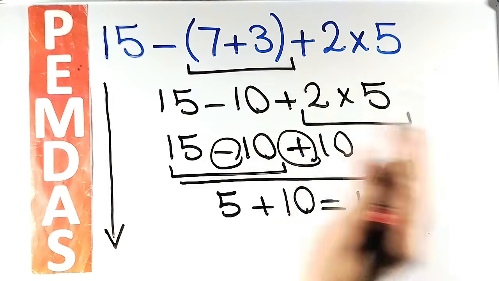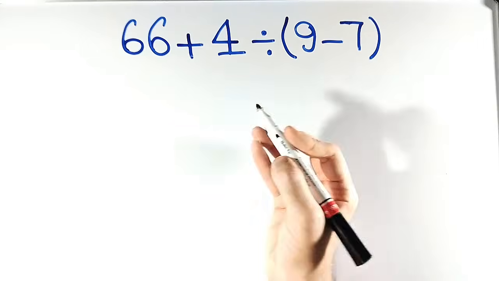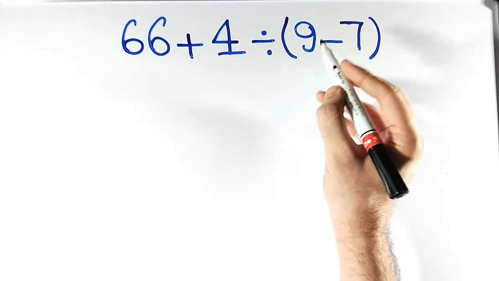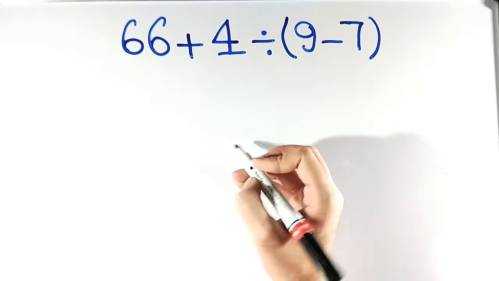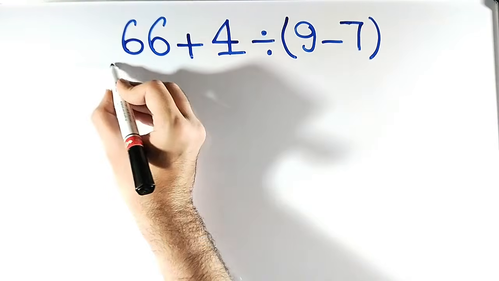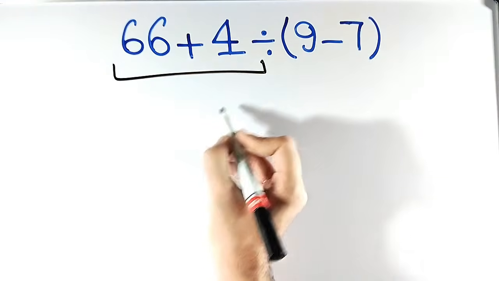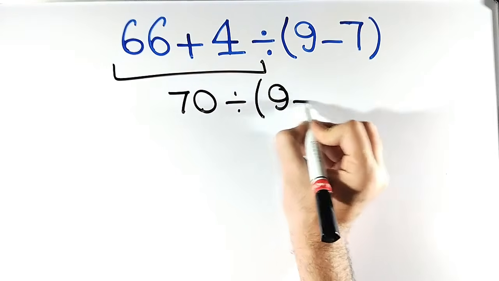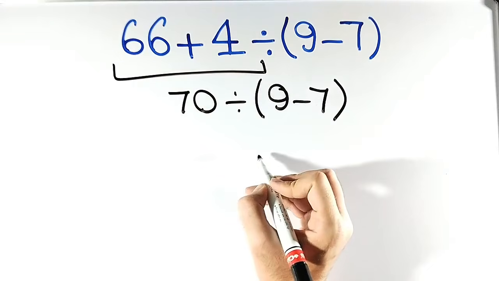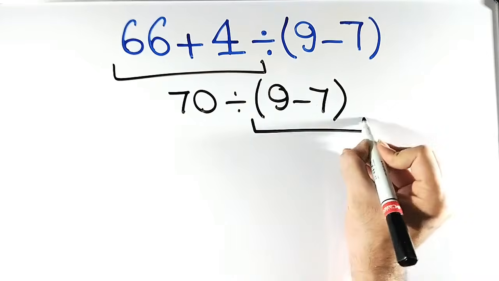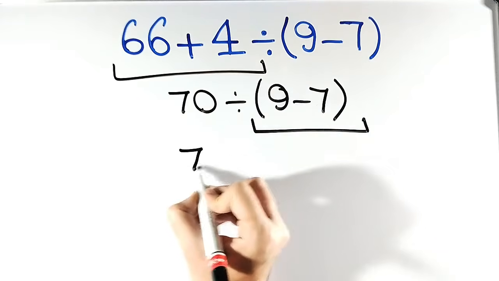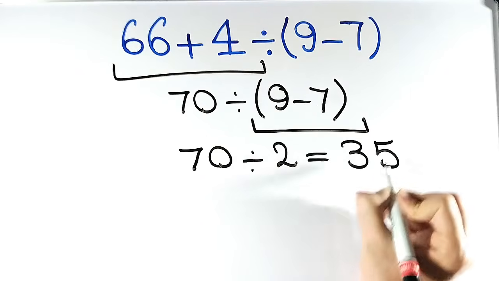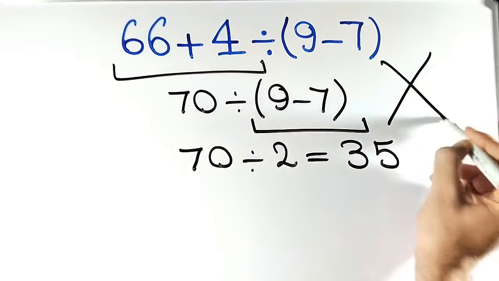Okay, now let's solve the final math question together. What is the value of the expression 66 plus 4 divided by open parentheses 9 minus 7 close parentheses? Many people when solving this question first go for the addition between 66 and 4 and write this expression as 70 divided by open parentheses 9 minus 7 close parentheses. In the next step, they go to the expression inside the parentheses and write this expression as 70 divided by 2, which finally gives them the answer 35. But this answer is completely wrong.